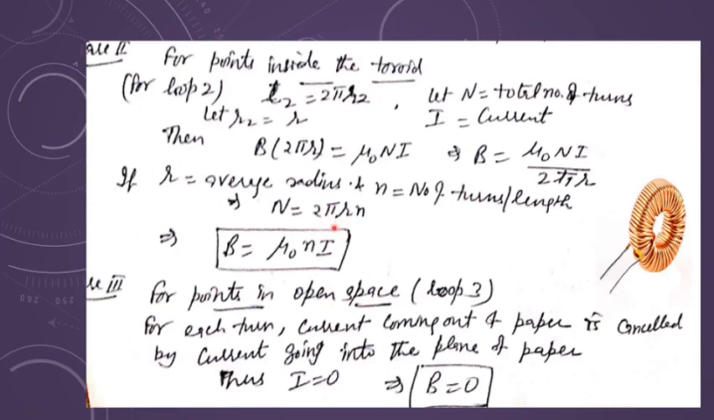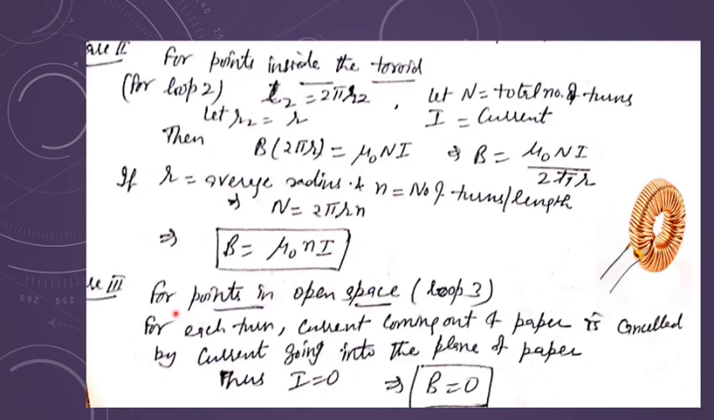So if I put this value of capital N here, then 2 pi r on both sides will cancel, and I am left with the result B equals mu naught n I, which is the same as we calculated for the solenoid. So the same result is there with the toroid in the middle.